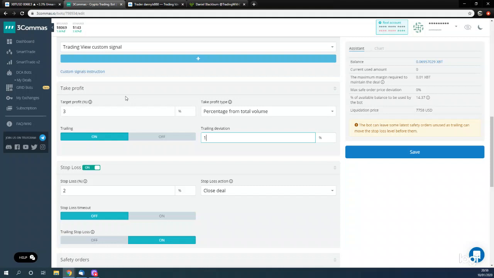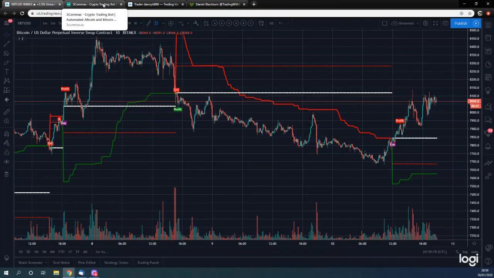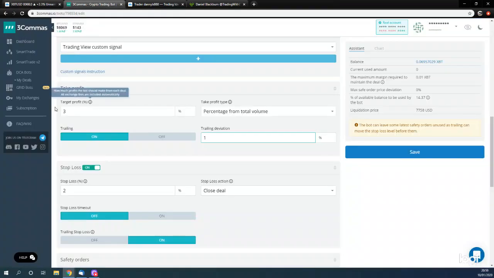So what we have is the target profit I've increased. Instead of 1%, we now have 3%. And the stop loss has not changed, it's still 2%. So instead of 1 and 2, we've got 3 and 2.